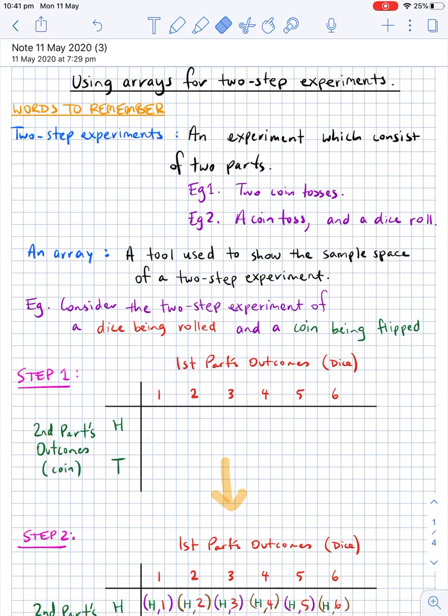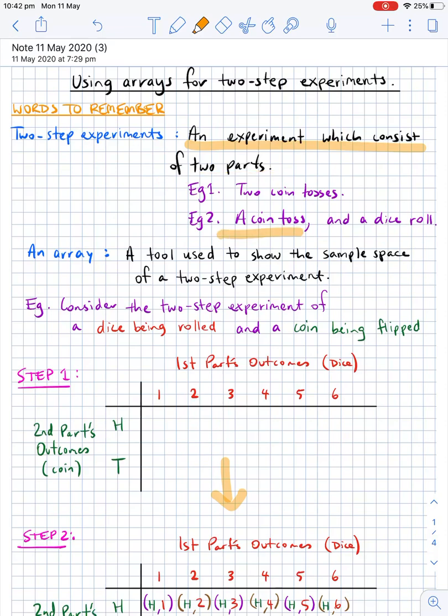Hi guys, for today's lesson we're going to be dealing with using arrays for two-step experiments. So first up, what do I mean by this phrase, a two-step experiment? It's an experiment which consists of two parts. So e.g. two coin tosses, like one coin toss and then another one, that's two parts.